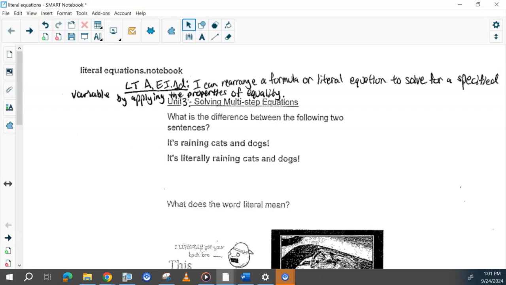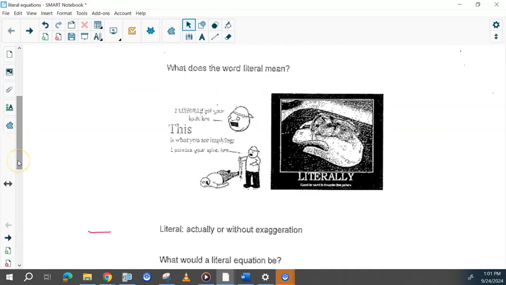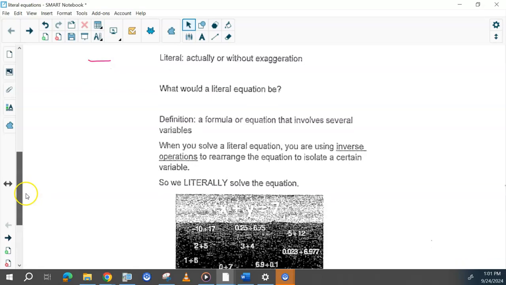So this one, it's raining so hard, it's like cats and dogs are falling from the sky. But this one, there are actual cats and dogs falling from the sky, which would be crazy. Some other little examples, it's kind of blurry, but if you say I got your back, you don't have their spine in your hand, it'd be weird.